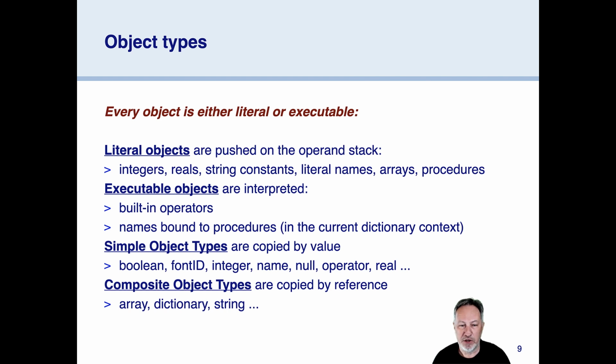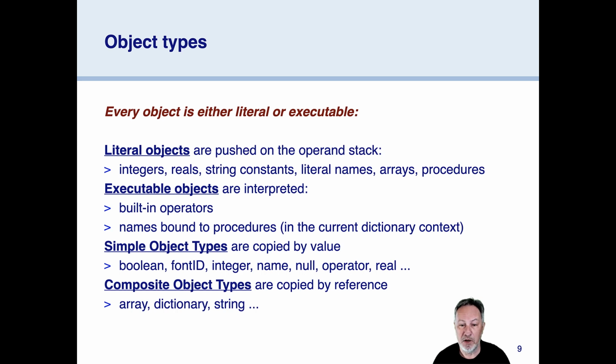The types of objects: every object is either literal or executable. So a literal object is one that's going to be pushed onto the operand stack. So when we have a program consisting of a sequence of tokens, if we see a literal object, all we do is we push it onto the stack. If, on the other hand, we see an executable object in our program, then instead of pushing it onto the stack, we'll execute it. These include both built-in operators and names that are bound to procedures, so ones that we define ourselves.